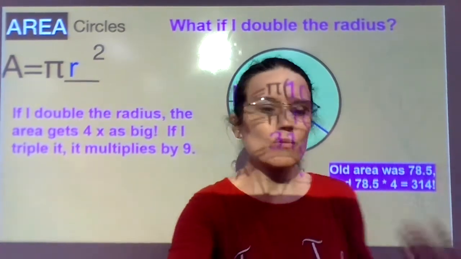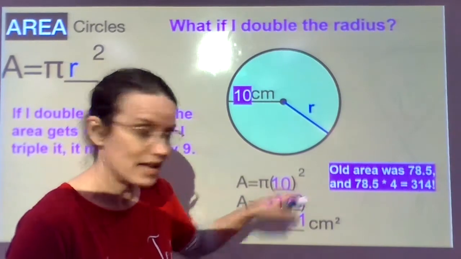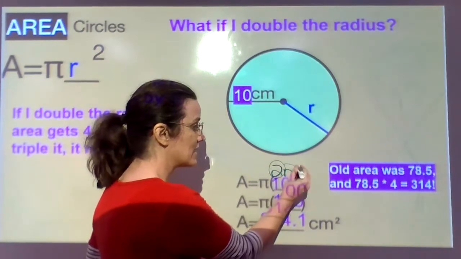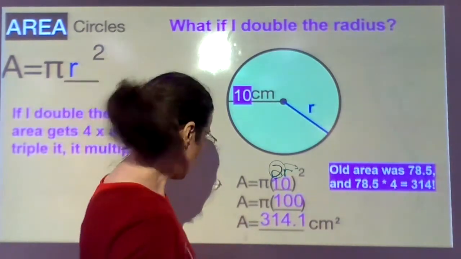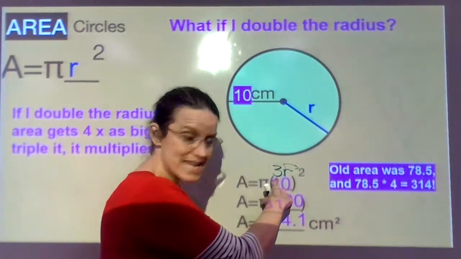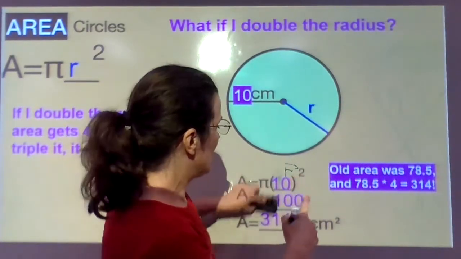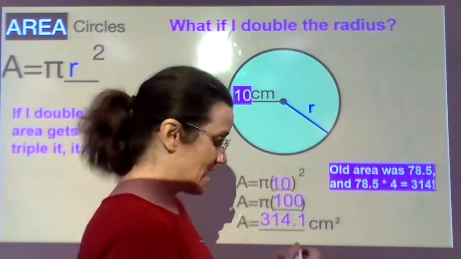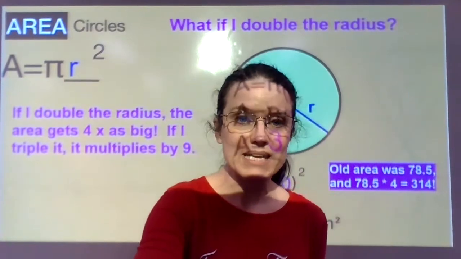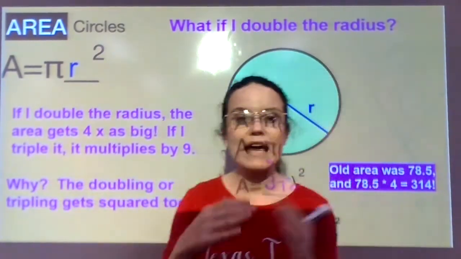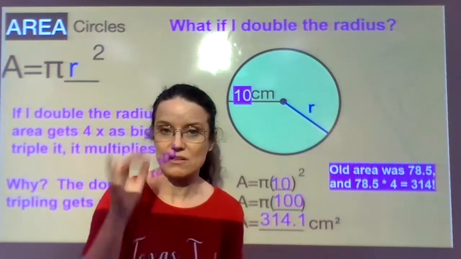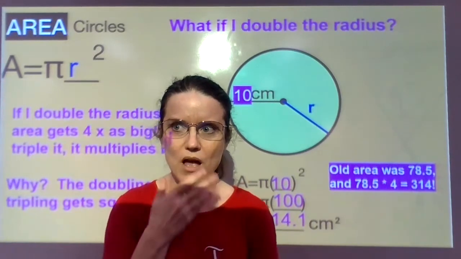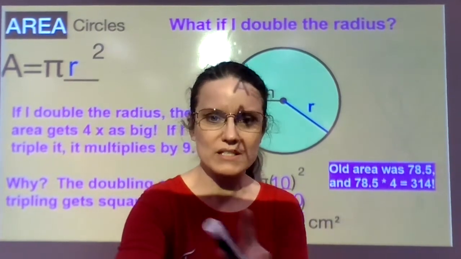Why is this? The reason comes down to this little squared guy. If I double my radius in here, that doubling gets squared. If I triple that radius, that 3 gets squared into a 9. And if I quadruple my radius, it gets squared and becomes a 16. So all those doublings or triplings get squared so that your area gets much bigger, much faster than your circumference does. Imagine what happens when we do volume in cubes. Ooh, that will be exciting, but you don't get to know that yet.